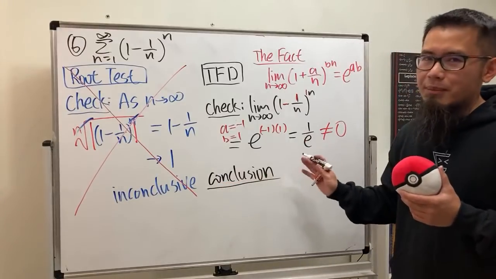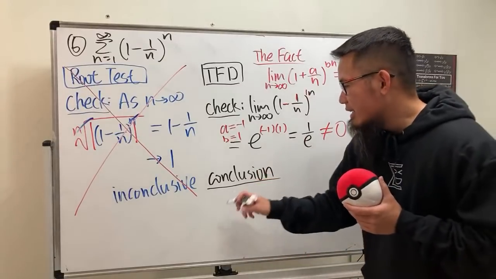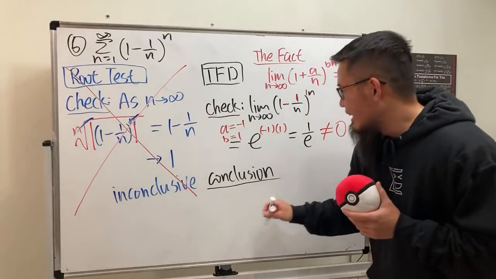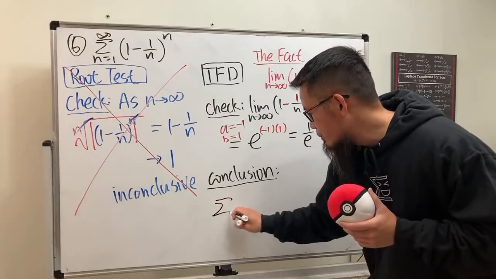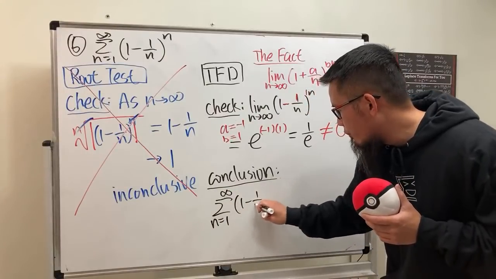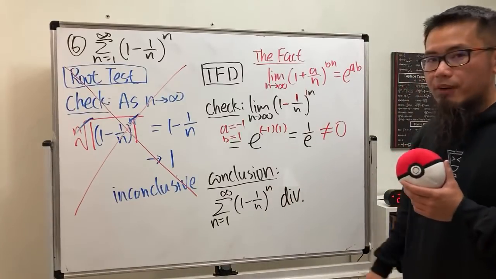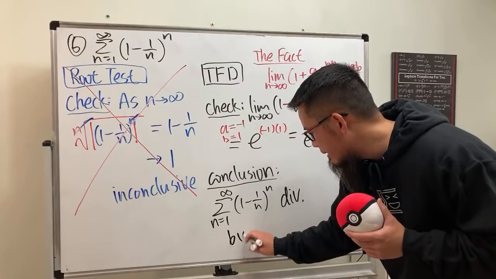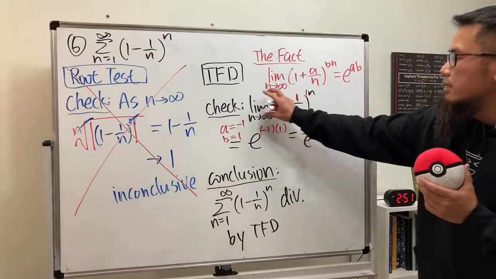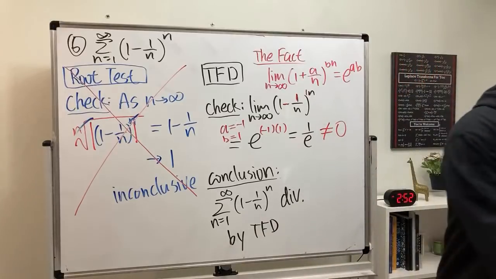And by the way, we actually did the same question on the first live stream, okay? So we will use that. And the thing is that when you learn more tests, you should not forget about the old tests either. Anyway, here's the conclusion. The series as n goes from 1 to infinity of 1 minus 1 over n raised to the nth power diverges. Why? By the test for divergence. Because we have already shown that this limit of an is not equal to 0, so that's why it diverges, just like that.